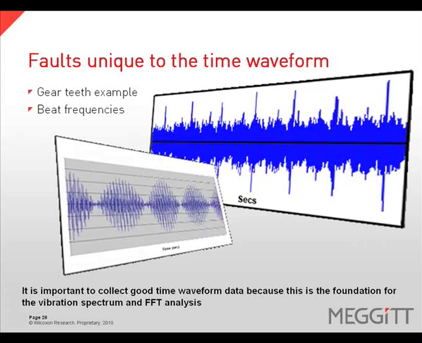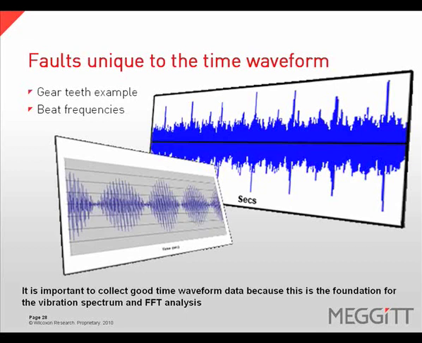There are some faults that will only show up in the time waveform. For example, broken or cracked gear teeth will show up at 1 times rotational speed in the spectrum, much like unbalance. The only way to distinguish the gear fault is by the impacting in the time waveform. Beat frequencies is another example. A beat frequency is created when 2 discrete frequencies very close together go in and out of phase. This can be clearly seen in the waveform, but will show up as one wide peak in a spectrum.